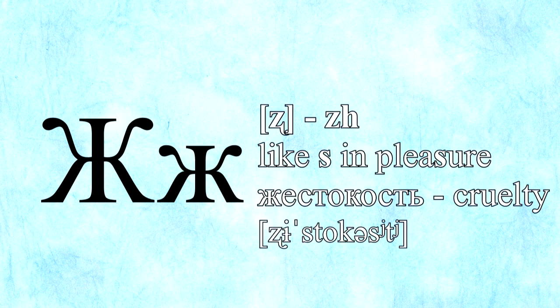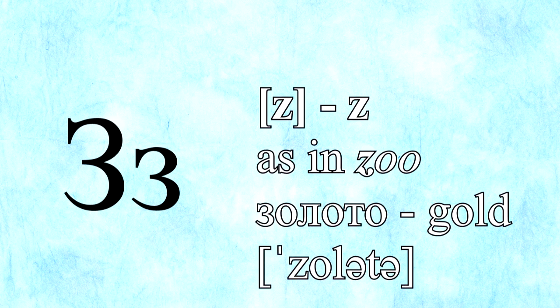Letter Ж. Буква Ж. Like in pleasure. Example: жестокость, cruelty. Letter З. Буква З. Like in zoo. For example, золото, gold.